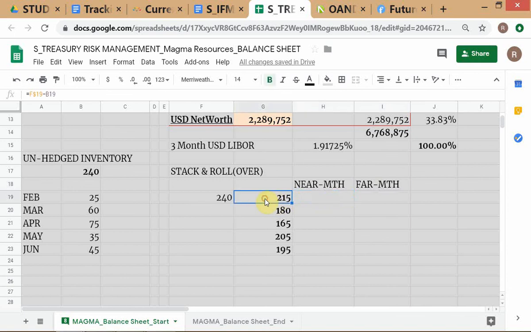Now what will I do? My position is actually 215 short, because my underlying position is long. Initially I sold 240 contracts for Feb. Is everyone clear? Are you following? My hedge transaction was a sale of 240 contracts for Feb. Now Feb has rolled off, 25 has rolled off in Feb. Now I need to remain short 215 contracts. So what will I do?